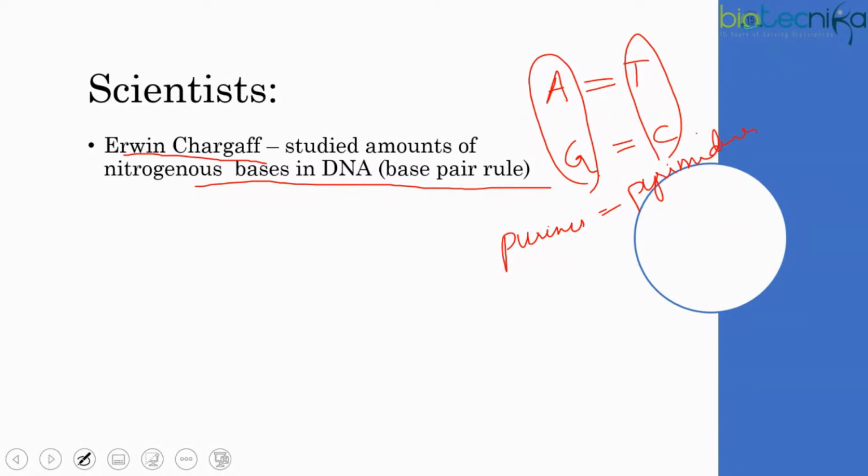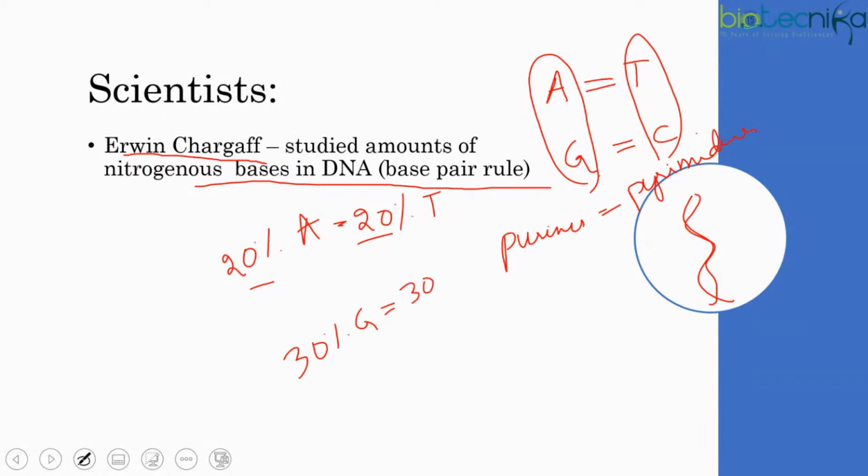Okay, so let's say a DNA molecule has a total of 20% adenine. Then we can expect there will be 20% thymine. Now 20 plus 20 is 40, which is done. 60 is left. Out of that 60, 30% will be G, and the same amount will be for C also, 30% C.